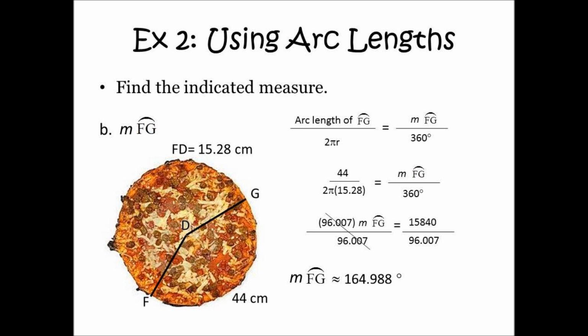15.28 times 2 pi is about 96.007. Now you can do cross product. After that, you will divide 96.007 on each side. 15,840 divided by 96.007 is about 164.988. So the measure of SG is approximately 164.988 degrees.